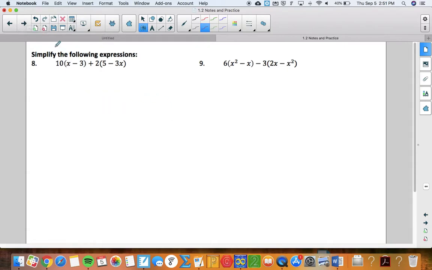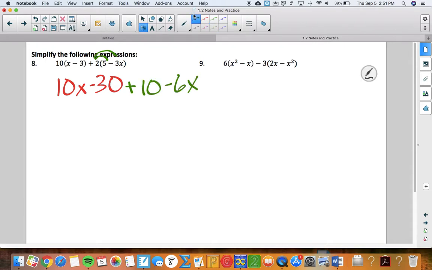Number 8, simplify the following expressions. I can simplify by distributing, so I get 10x minus 30. Now you stop distributing once the parentheses ends. So I've distributed the 10 through. Now I bring down the plus sign. Guess what? I can distribute here as well. So I get 10 minus 6x.